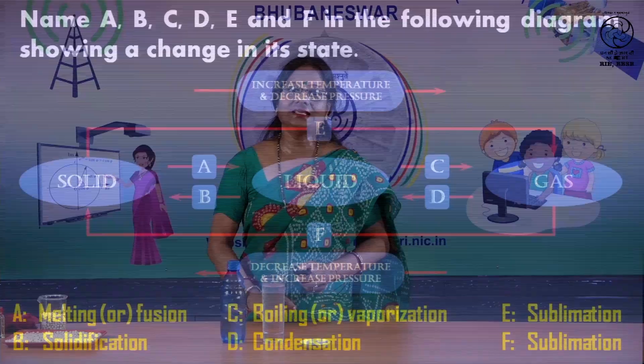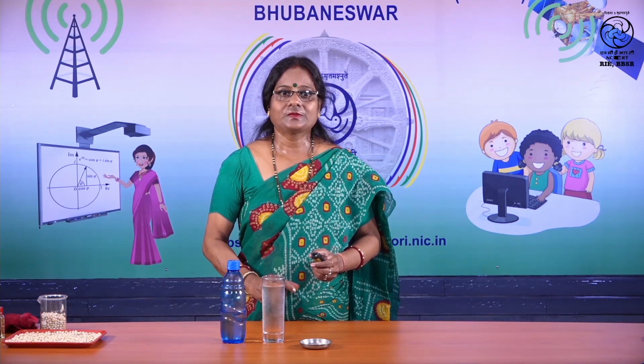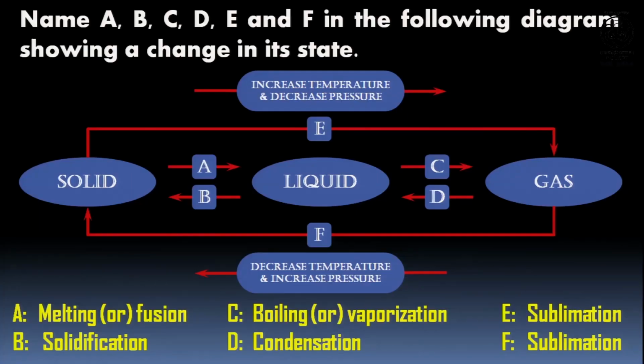Here in this question, children, A, B, C, D, E and F are the following diagram showing a change in state. We have discussed this earlier also, but just a revision. Solid changes to liquid, A, when temperature is more. That process is known as, yes, you also recollect? Good, that is melting or fusion. Then liquid back to solid. It is solidification. Even we call it freezing.